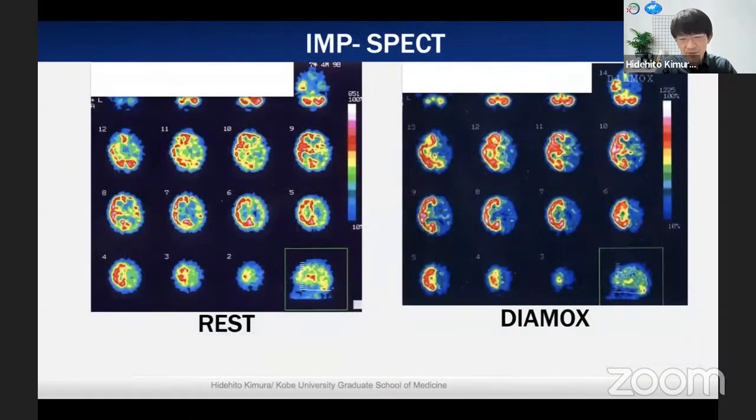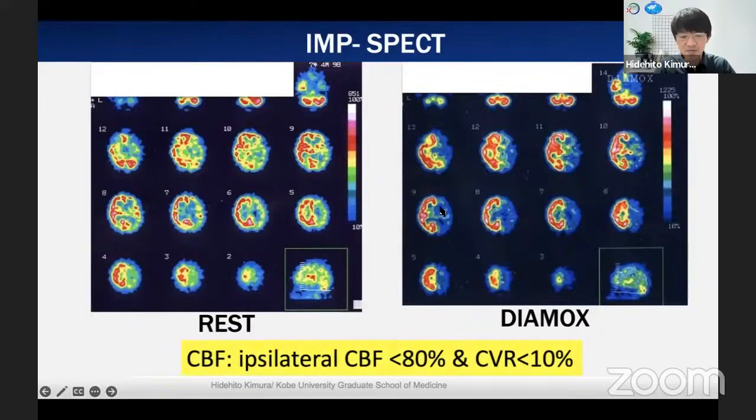So this is a well-known IMP SPECT study, a rest study and the Diamox activated study here. And you know, even in the rest state, the patient suffered severe ischemia, disturbing the left hemisphere, and after the Diamox injection the cerebral blood flow decreased further. This patient is a good candidate for the surgery.